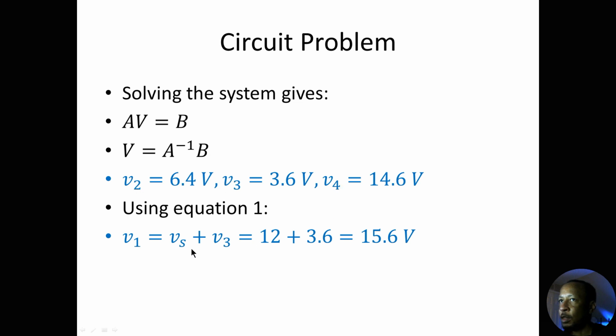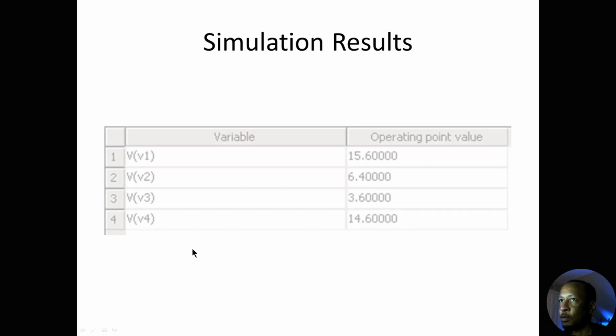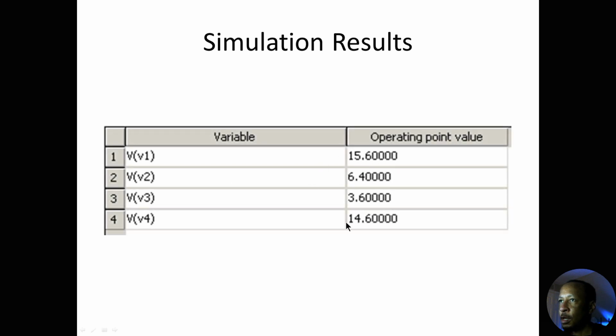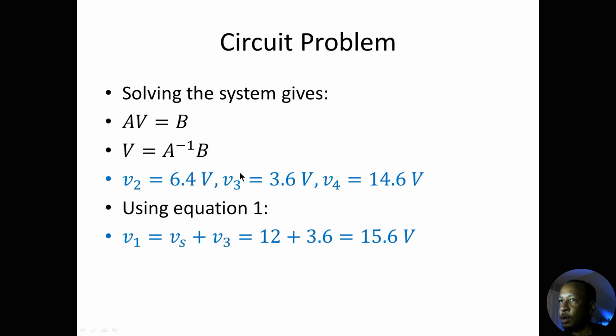And when you simulate this, you should get these results that agree with the analysis that we just did with all of our matrix algebra. Okay, so again here V1 is 15.6, V2 is 6.4, V3 is 3.6, V4 is 14.6, and that all agrees with what we got in our analysis here.